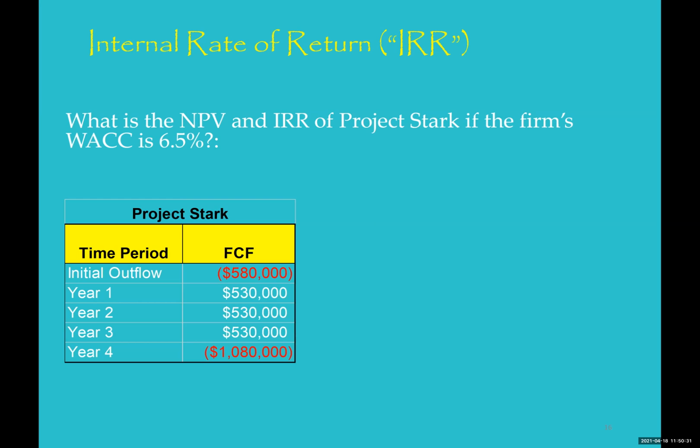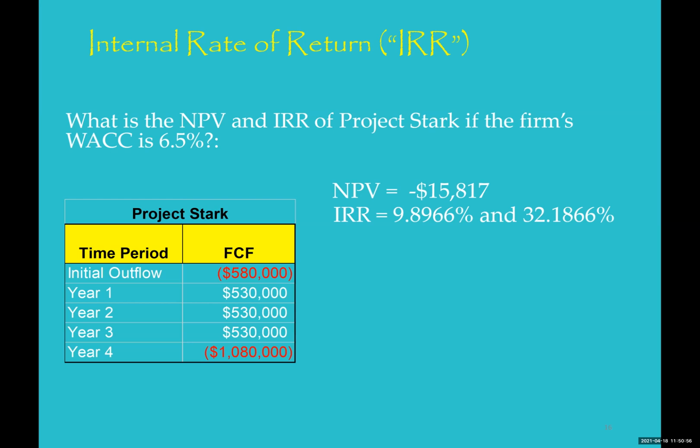Now, if the firm's cost of capital, otherwise known as WACC, is 6.5% for this project, therefore, when you calculate the NPV, it's actually negative. So don't do the project. If I calculate the IRR, there are 2 IRRs. One IRR is 9.89% and the other one is 32%.